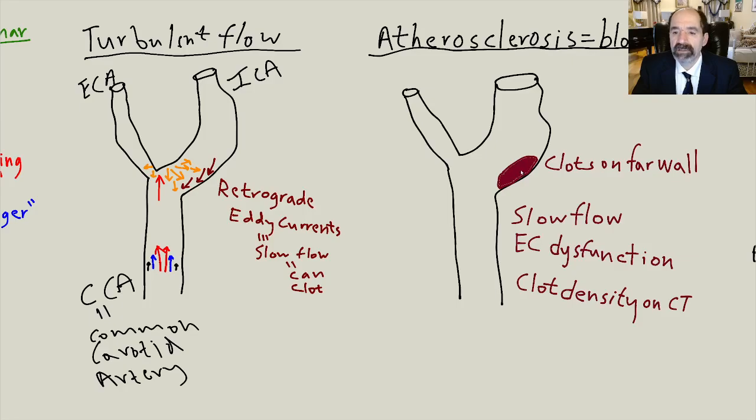Notice here on this next drawing that the clot forms on the far wall, okay? So there's a couple really key points here. Number 1, atherosclerosis starts at bifurcations. Number 2, it starts on the far wall away from the divider. Number 3, atherosclerosis begins as a blood clot.